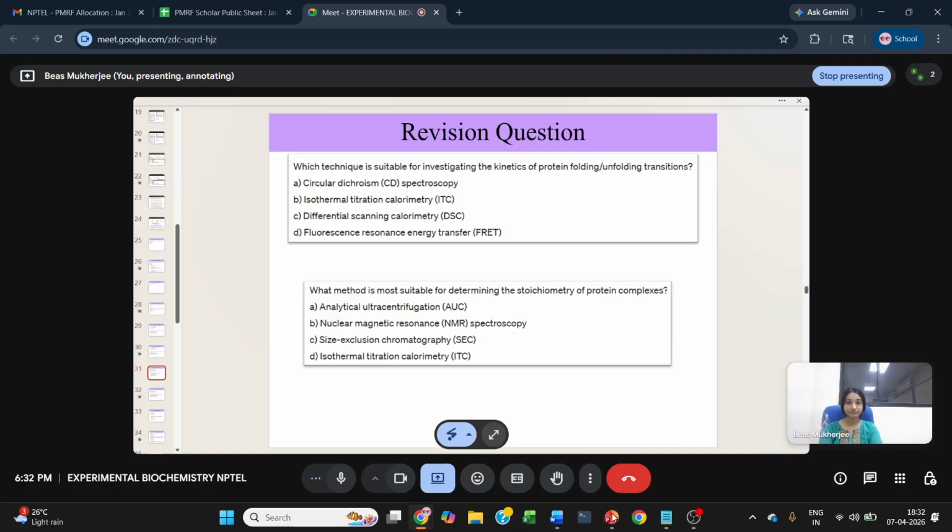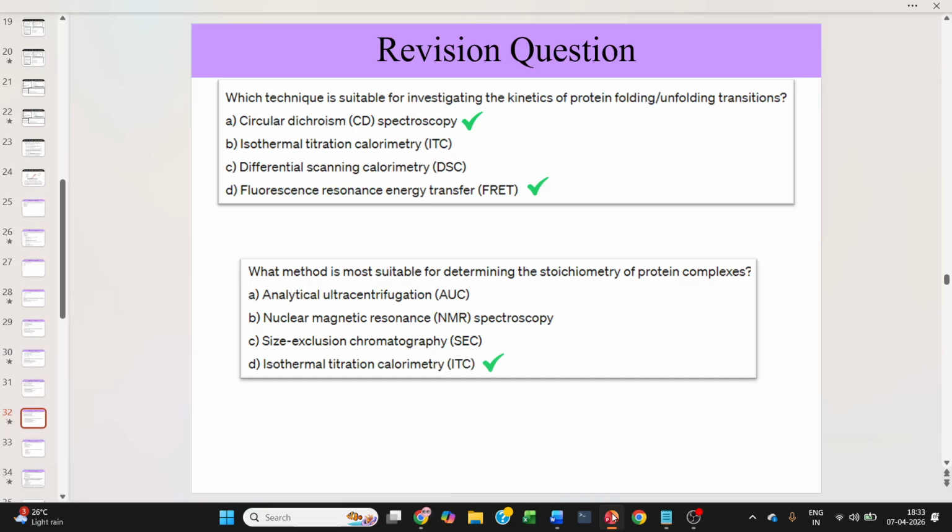Now, we have two more questions. Which technique is most suitable for studying the kinetics of protein folding and unfolding transitions? What method is most suitable for determining the stoichiometry of a protein complex? This also you know. So there is analytical ultracentrifuge, there is ACC, there is ITC, and there is NMR spectroscopy. Which of these would be used? So we will look at the right answers.